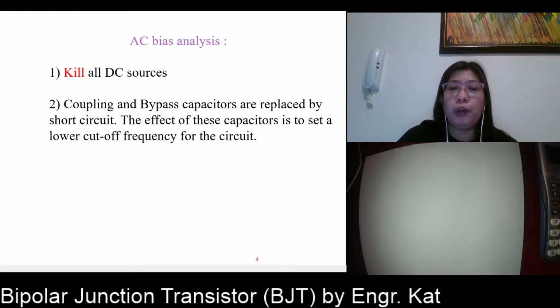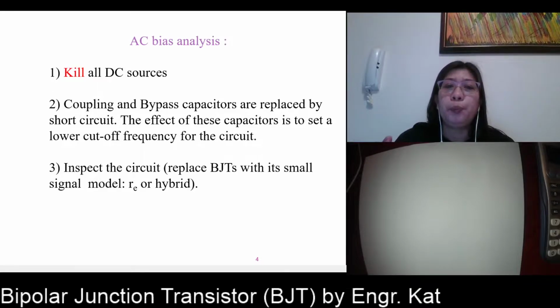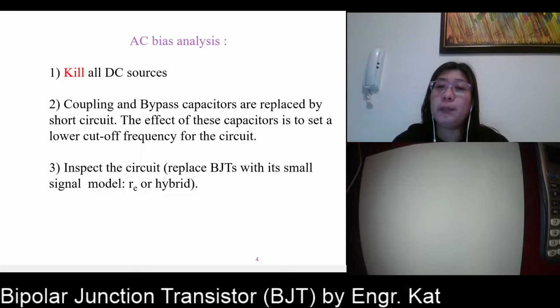Just for a recap, AC bias analysis, what are we going to do? You have to kill all your DC sources. You have to replace your coupling and bypass capacitors by their equivalent short circuit. The effect of these capacitors is to set a lower cutoff frequency for the circuit. Then we're going to inspect the circuit, so we will be concentrating on this part.